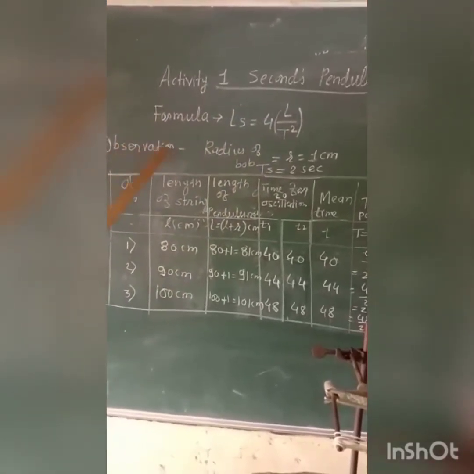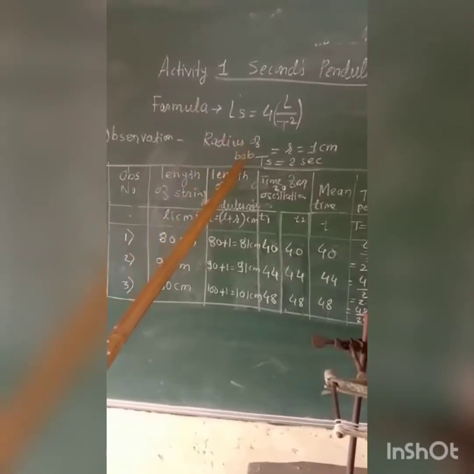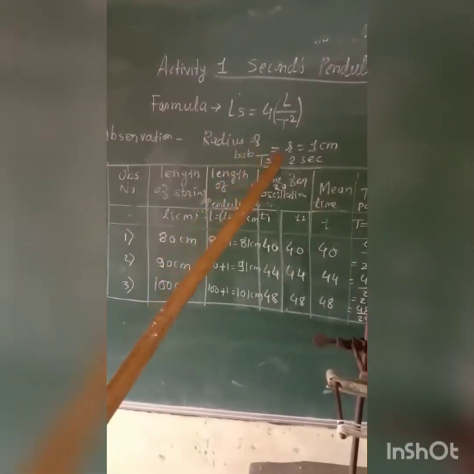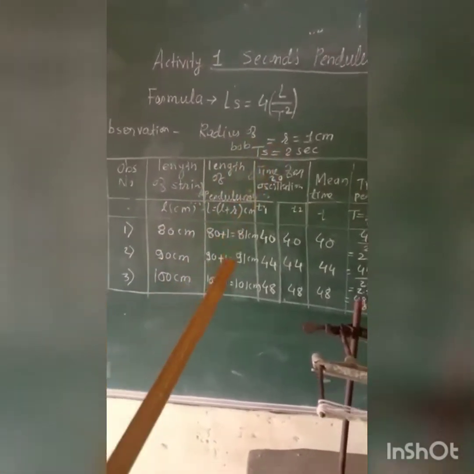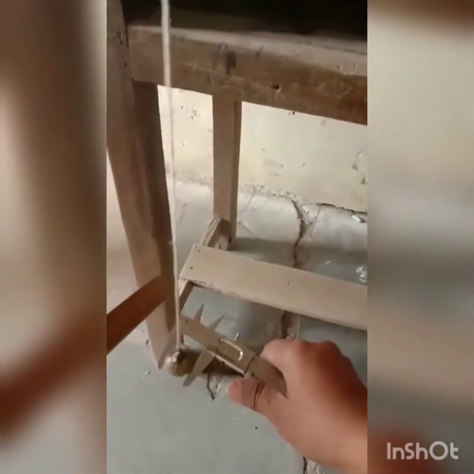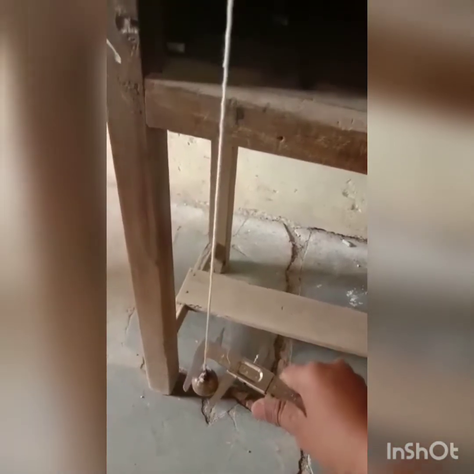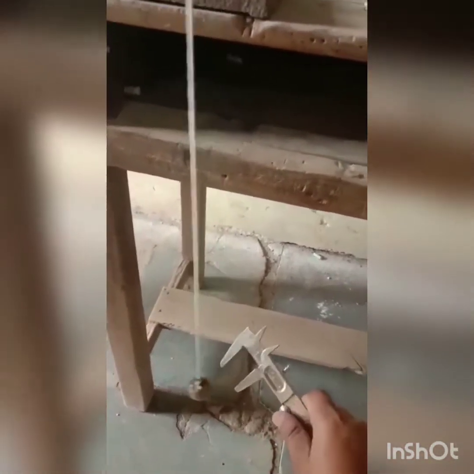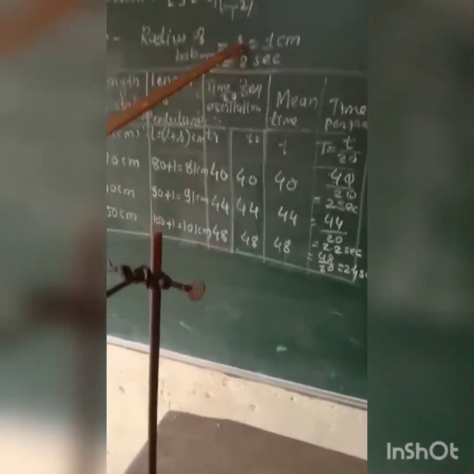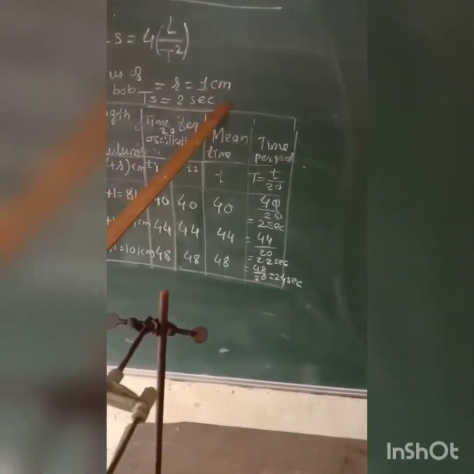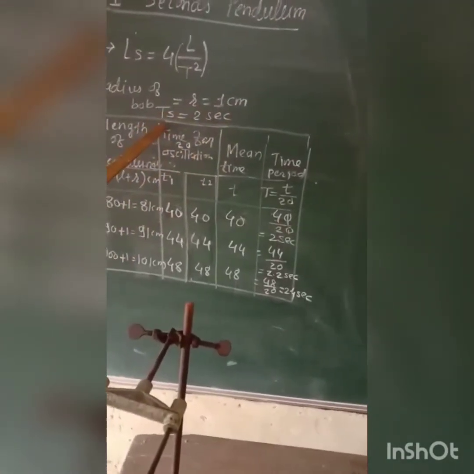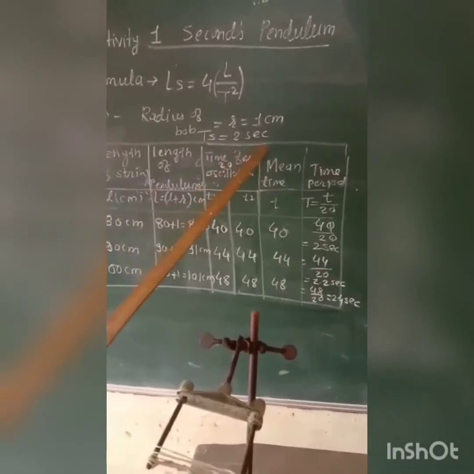Observation. Firstly, you have to measure the radius of the bob by using a vernier caliper. This is the bob, and using the vernier caliper, we got the radius as 1 centimeter. So R is equal to 1 centimeter. And the time period of seconds pendulum is 2 seconds.